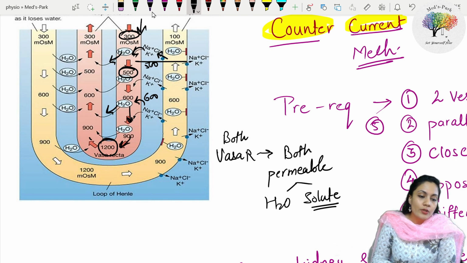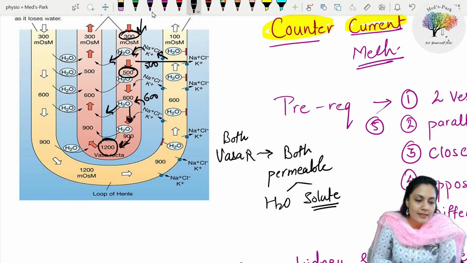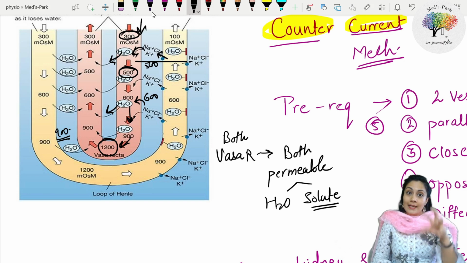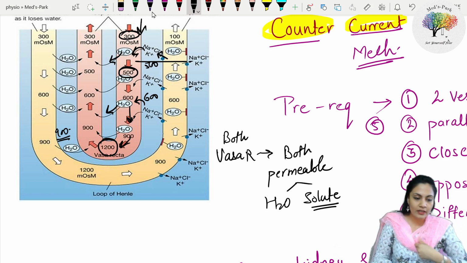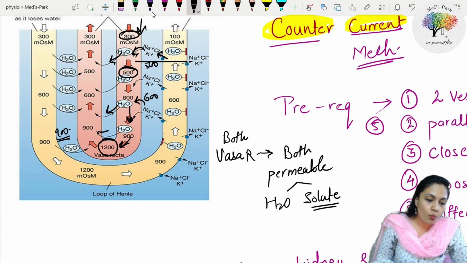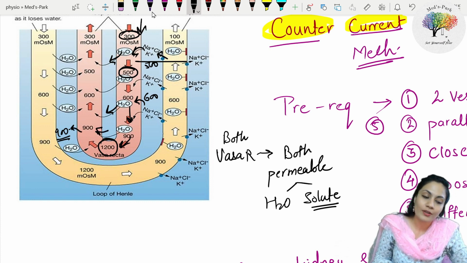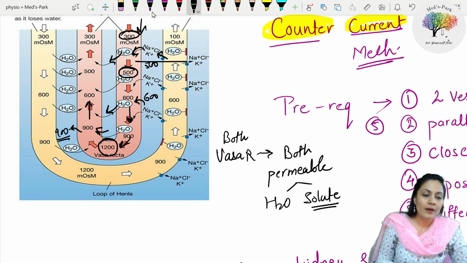Now the reverse thing is going to happen when it is going to go up. 1200 osmolarity fluid moving up. Outside it is, let's say, 900 over here. Now what is going to happen? Outside it is less osmolarity and inside it is more osmolarity. So the reverse thing is going to happen. The water is going to come in and these solutes are going to move out. Again it will move up, right?